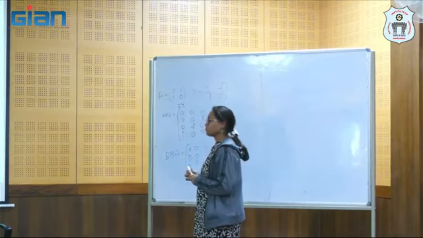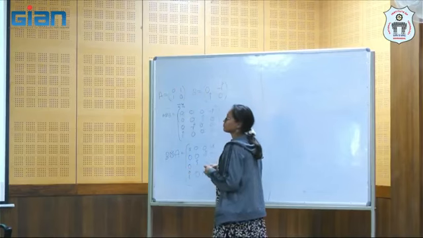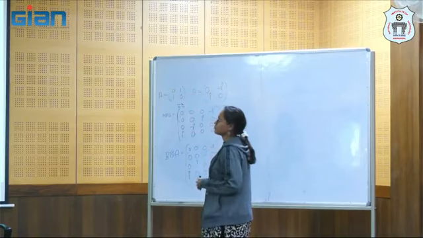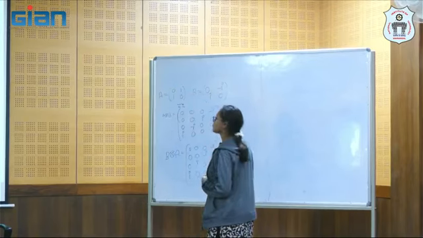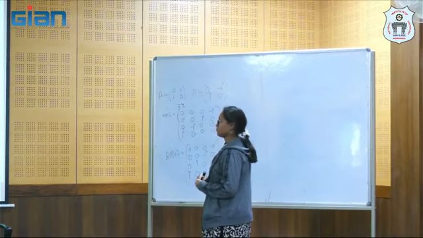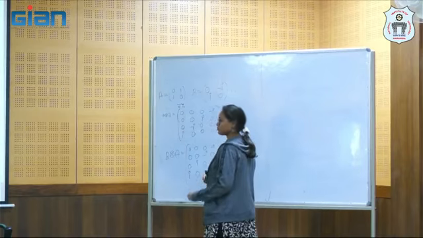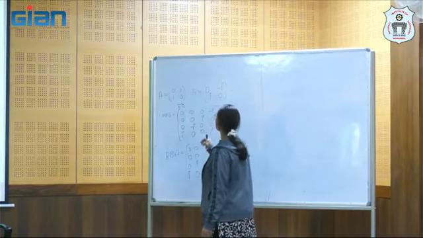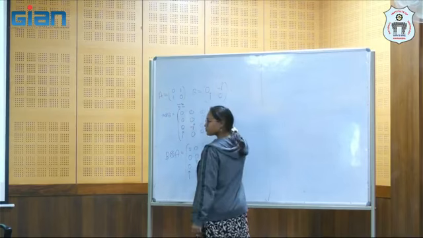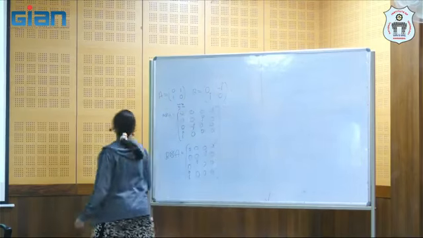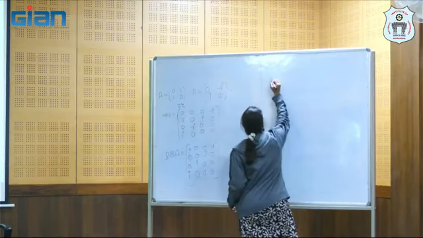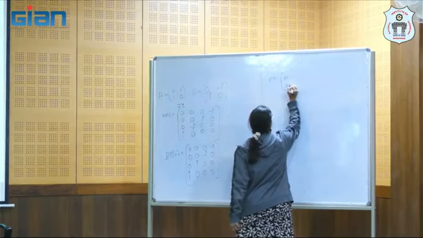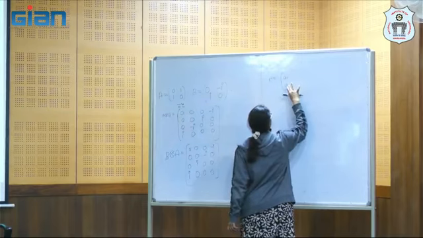Now part B. We have to prove that the transpose of A tensor B is A transpose tensor B transpose. What we will do is simply take A as a 2 by 2 matrix. A is equal to A11, A12, and so on.